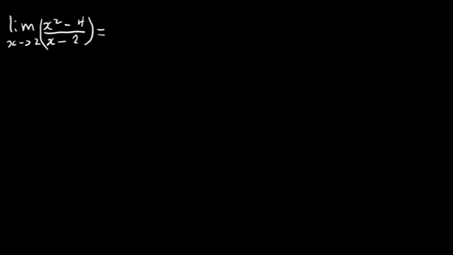Now, if you look at the numerator of the function, you can see that it is what? A difference of 2 squares. Because it is a difference of 2 squares, we are going to expand it. So it's going to be the limit as x approaches 2. Expanding the numerator, it's (x minus 2)(x plus 2), all divided by x minus 2.